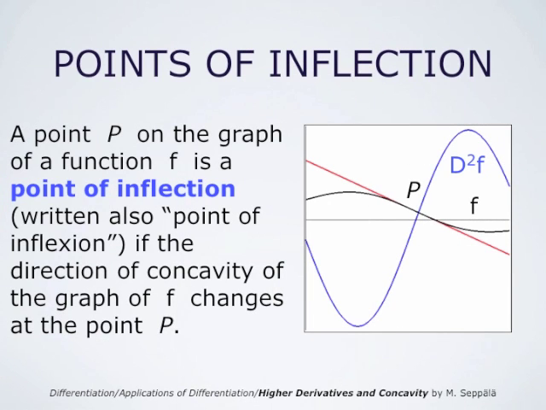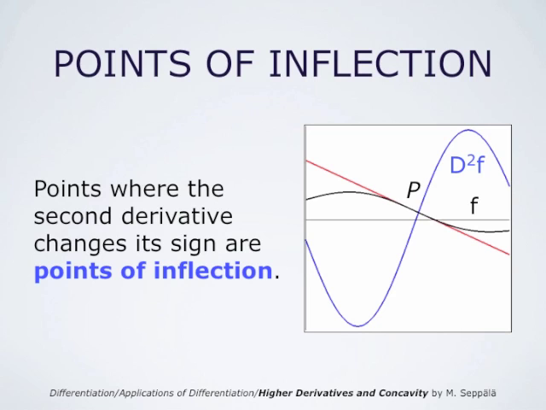A point P on the graph of a function f is a point of inflection if the direction of concavity of the graph of f changes at that point. At points of inflection, the second derivative changes its sign. So points where the second derivative changes its sign are points of inflection.